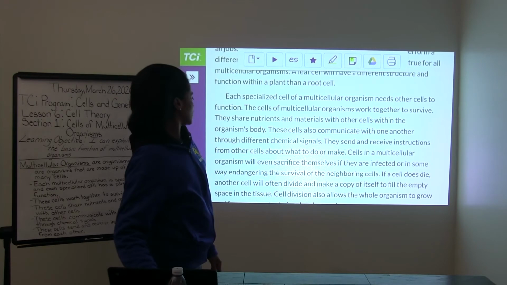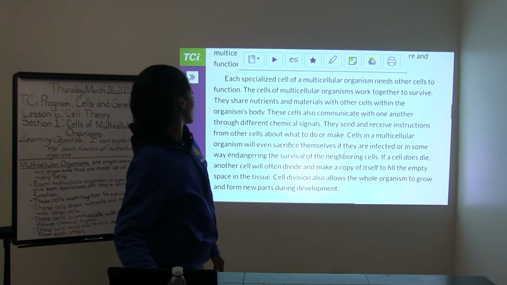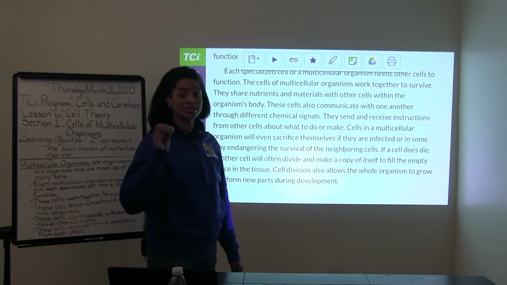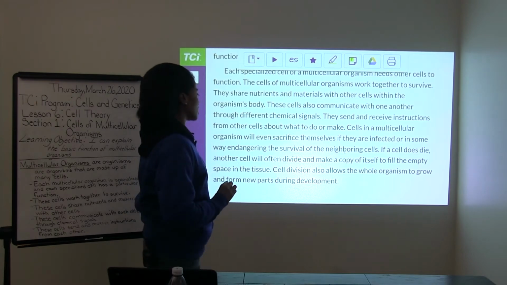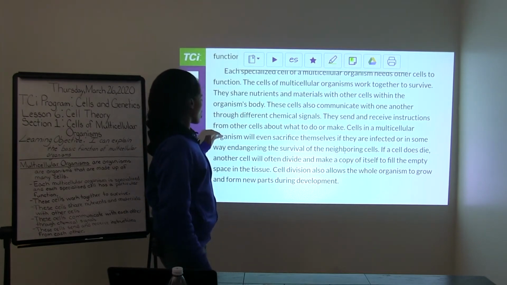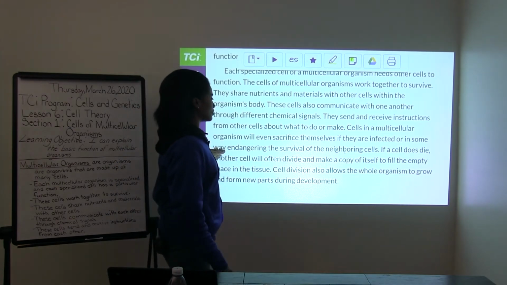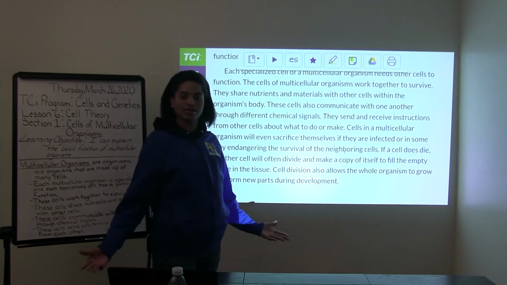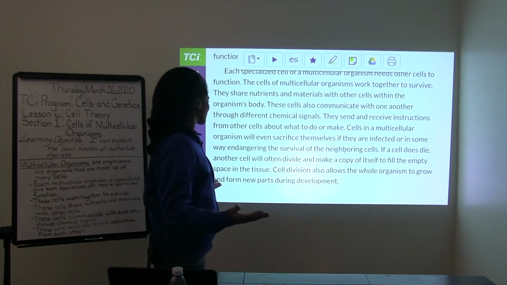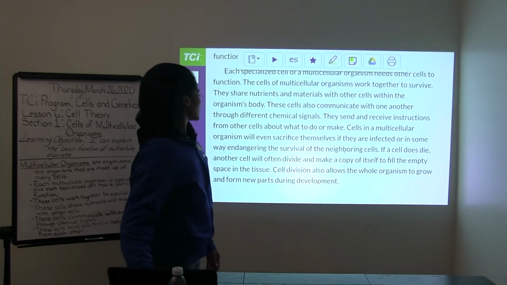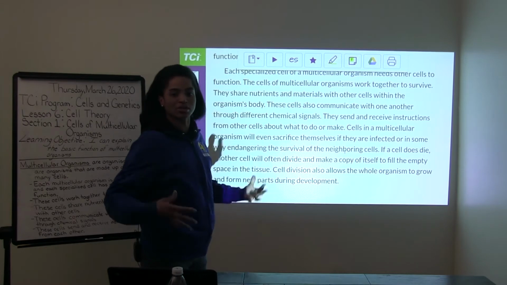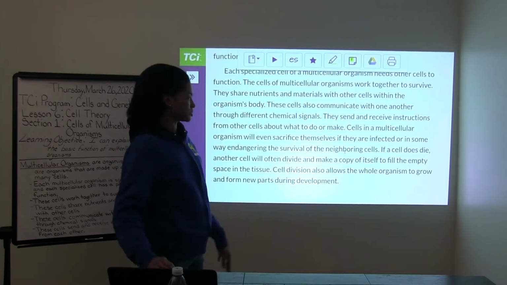Here's another key piece. Cells in a multicellular organism will even sacrifice themselves if they are infected or in some way endangering the survival of the neighboring cells. How considerate is that? So the big goal is to make sure that the organism survives.